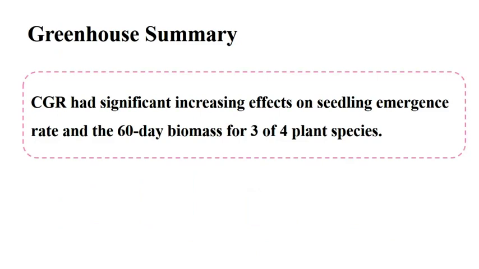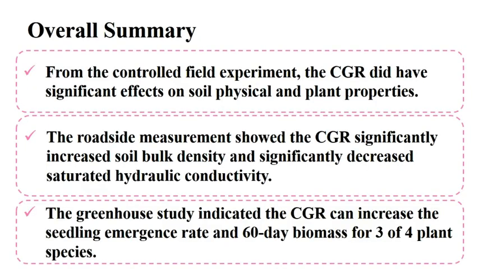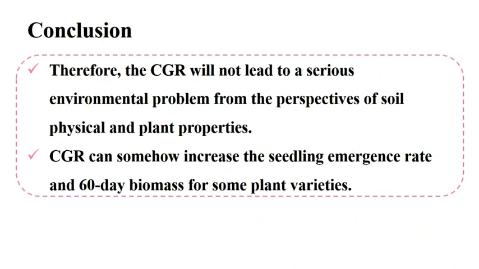Then we can summarize our greenhouse study. CGR had a significant increasing effect on the seedling emergence and the 16-day biomass for 3 of 4 plant species. Overall, for the controlled field experiment, CGR does not have a significant effect on the soil and the plant properties. The roadside experiment shows CGR significantly increased the soil bulk density and significantly decreased the saturated hydraulic conductivity. And for the greenhouse study, CGR can increase the seedling emergence rate and the 16-day biomass for 3 of 4 plant species.